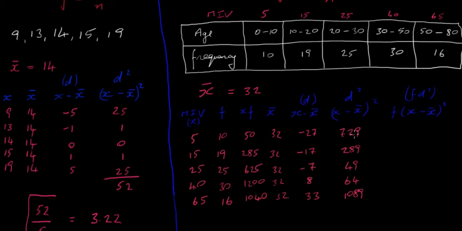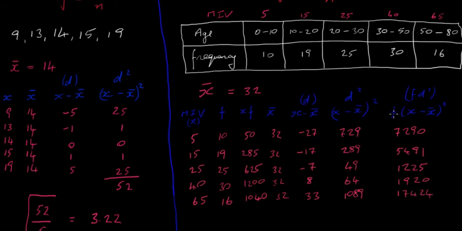Now we just have to multiply this number here by f. So here's our f, and we're going to multiply it out. We get 7290 when we multiply this by 10. Multiply 289 by 19, that'll give us 5491. Multiply 49 by 25, that'll give us 1225. Multiply 64 by 30, that's 1920. And finally, multiply 1089 by 16. That gives us 17424.